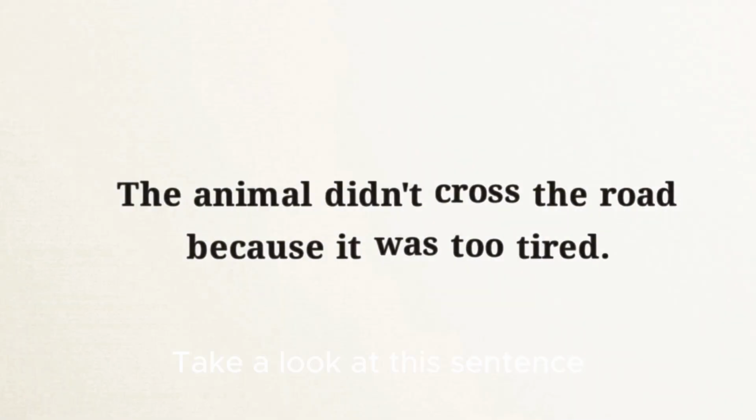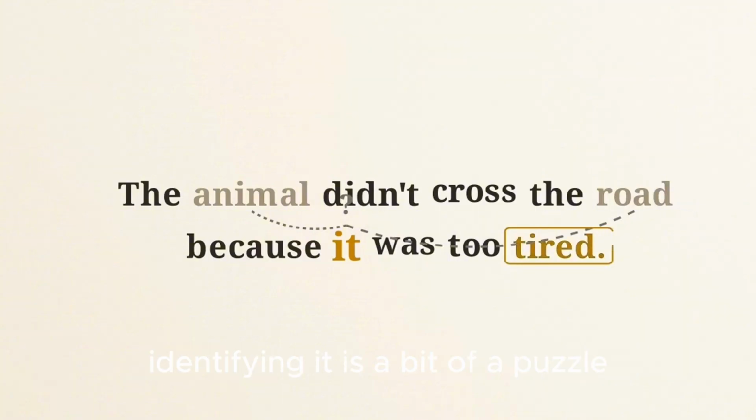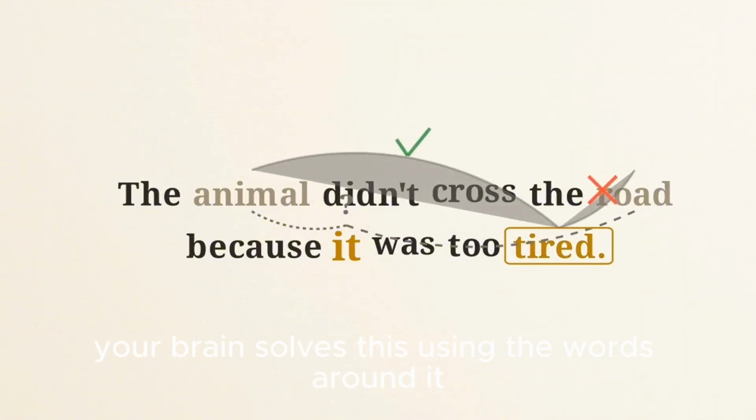Take a look at this sentence. The animal didn't cross the road because it was too tired. As a human, you instantly know what the word "it" refers to. But from a strict grammar perspective, identifying it is a bit of a puzzle. Your brain solves this using the words around it.